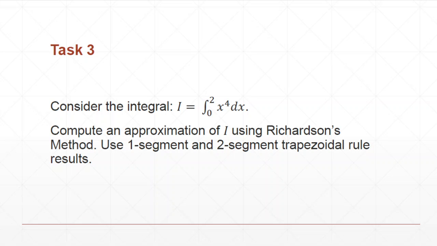Now let's start working with task 3. Here we're given the integral from 0 to 2 of x to the power 4 dx, and we have to compute an approximation of I using Richardson's method, using the one-segment and two-segment trapezoidal rule results. So let's go ahead and start working on this.